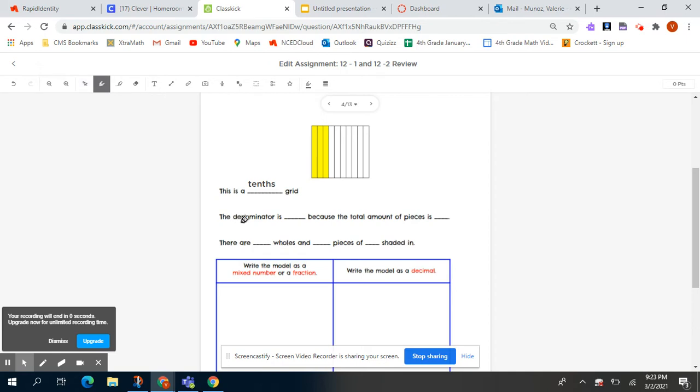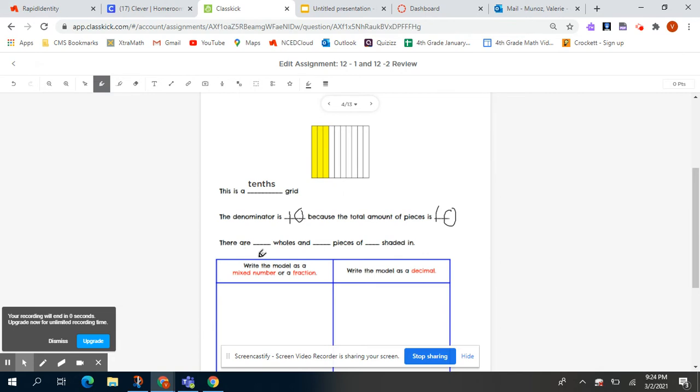I can see that it wants to know what the denominator is. Well, the denominator is the total amount of pieces. So I know that I have 1, 2, 3, 4, 5, 6, 7, 8, 9, 10. I have 10 total pieces because the denominator is 10 because the total amount of pieces is 10.